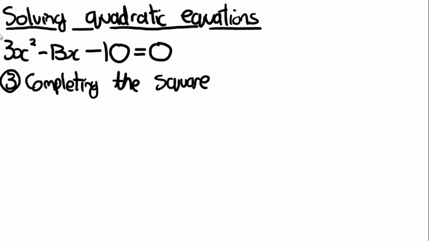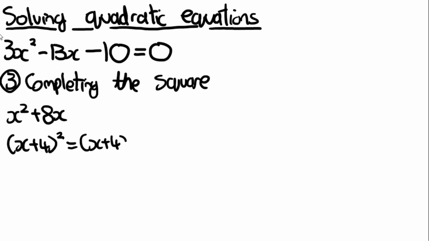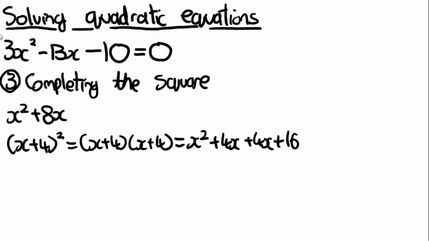Before I do this, I want to show you a little trick that is the basis of completing the square. Let's take x squared plus 8x. So let's take on a separate note x plus 4 squared. Let's expand this, so it would be x plus 4 times x plus 4, and that would be x squared plus 4x plus 4x plus 16, which we can simplify to x squared plus 8x plus 16.